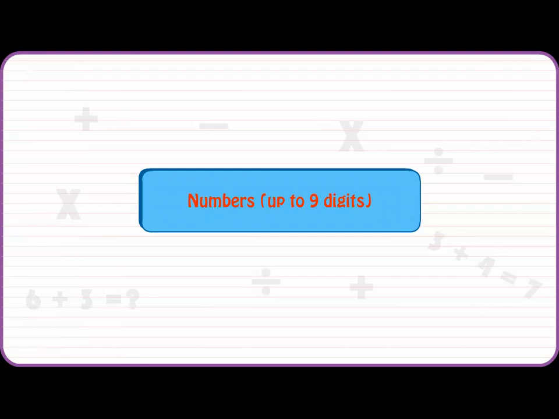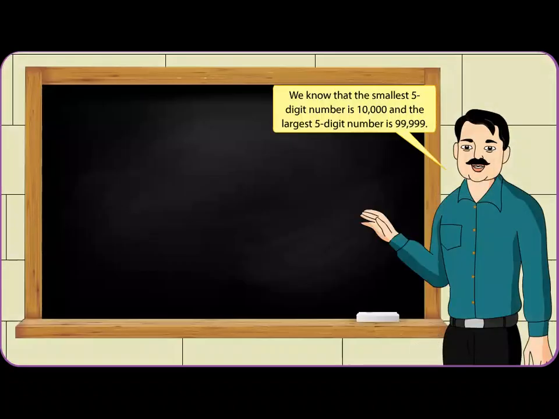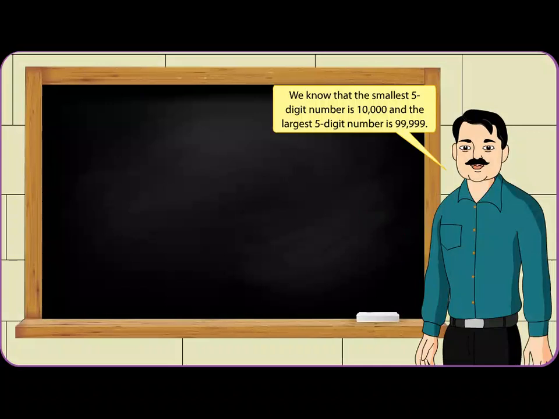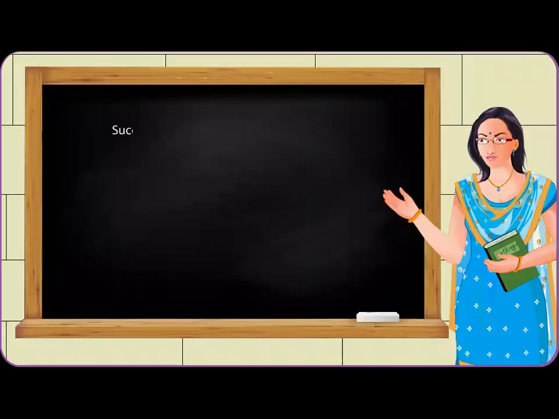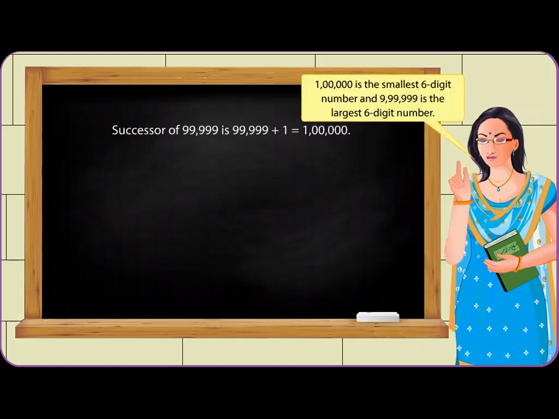Numbers up to 9 digits. We know that the smallest 5-digit number is 10,000 and the largest 5-digit number is 99,999. Successor of 99,999 is 99,999 plus 1 is equal to 1 lakh. 1 lakh is the smallest 6-digit number and 9,99,999 is the largest 6-digit number.